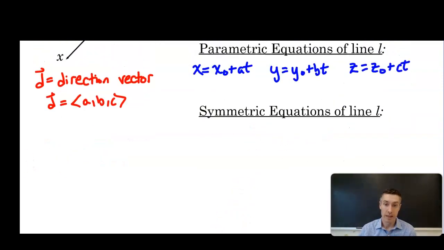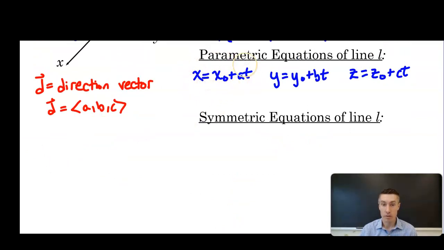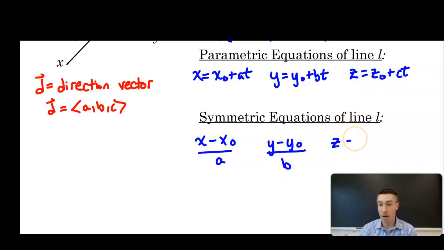So if we did that, we would solve for t, so we'd have x minus x naught divided by a, that would be equal to t in the first equation. And then in the second parametric equation, we'd have y minus y naught divided by b. And then the third one, z minus z naught divided by c. And each of these expressions is equal to t, which means that they are equal to one another. And there we have our symmetric equation for the line L in 3 space.